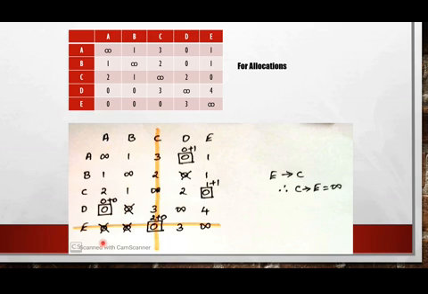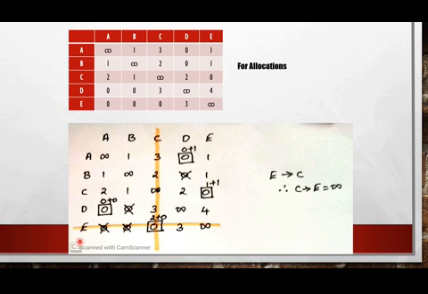Column wise minimum is 0, row wise minimum is 0. 0 plus 0 is the penalty. Coming here, column wise 2 is the minimum, row wise 0 is the minimum. So 2 plus 0 is the penalty. Coming here, column wise 0 is the penalty and row wise 1 is the penalty. 0 plus 1. Here, column wise 1, row wise also 1. 1 plus 1, 2. So here also I've got 2 as a penalty. Here also I've got 2 as a penalty.